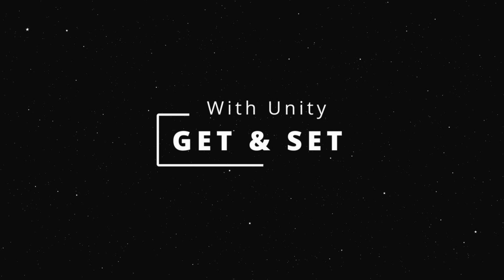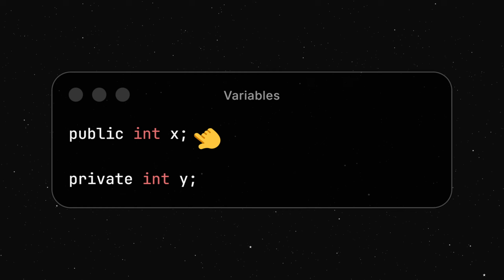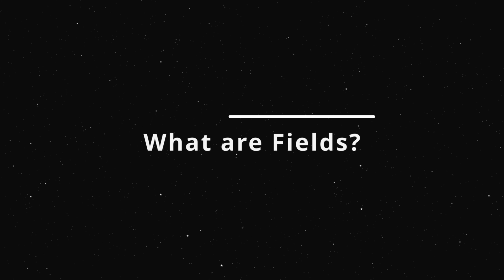Hello everyone, in this video I'll teach you how to use C#'s get and set feature in Unity. You probably know that you can make a variable public or private, right? But what if you want to make a variable publicly readable but only editable from the script itself? This is where fields come into play.